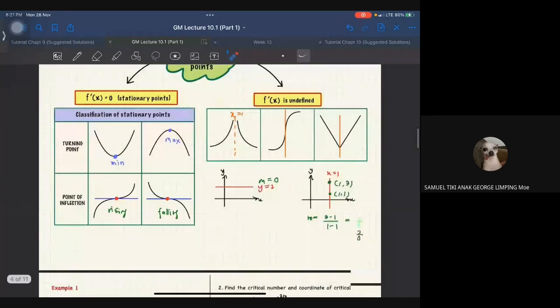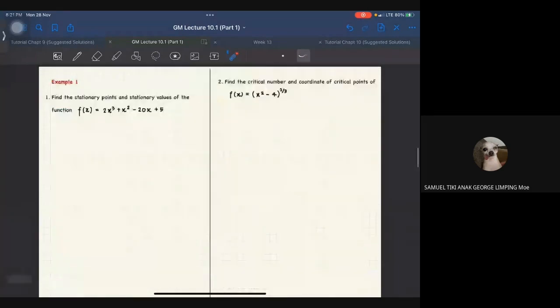Okay, so let's take a look at this example. Example 1. Example ni sama je dalam nota yang saya bagi ke awak hari tu, the updated notes for chapter 10. Right, so let's take a look at the question first. Dia kata dekat sini, find the stationary points and stationary values of the function. Dia minta kita cari stationary point. So kalau stationary point, kena cari x dengan y coordinate lah.